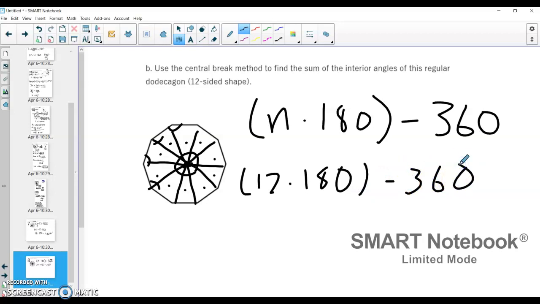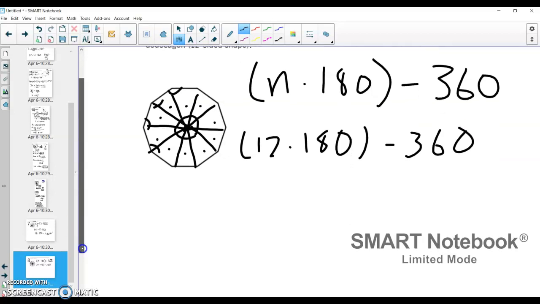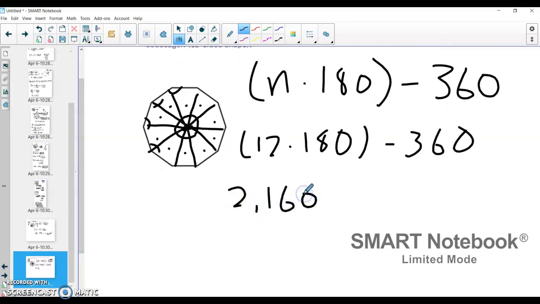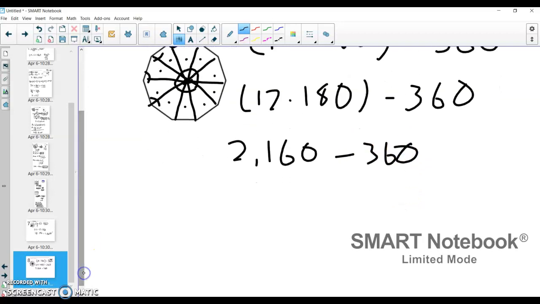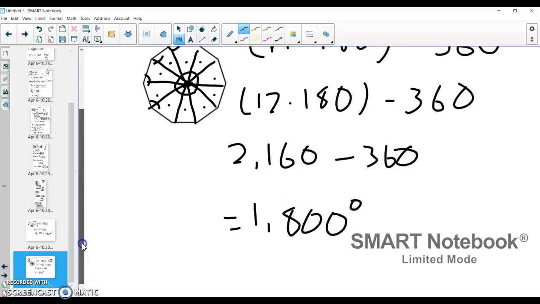And using my calculator, I can tell you that 12 times 180 gives me 2,160. Subtract out 360, and I get that 2,160 minus 360 gives me an answer of 1,800 degrees for the sum of the interior angles.